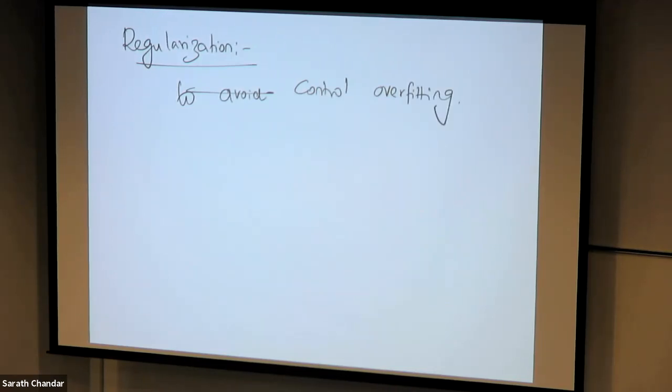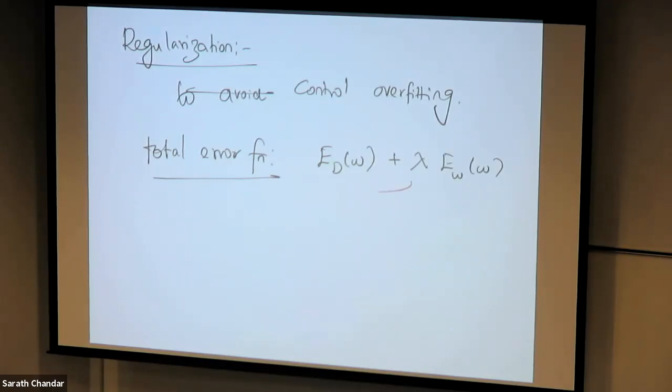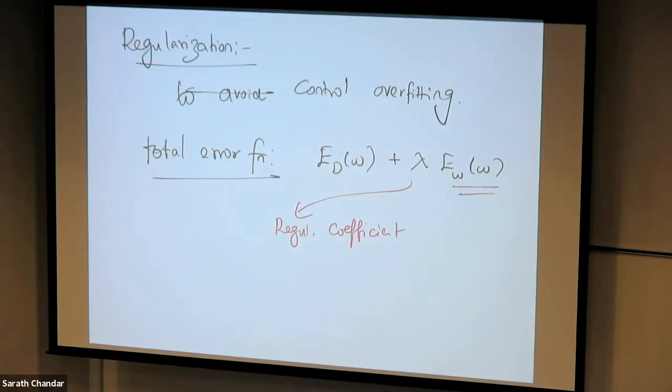Now, the general way in which people add regularization is that your total error function is going to be something like this: E_D(W), which is your error from the data set, plus lambda times E_W(W), where this lambda is the regularization coefficient. And E_W is a function of your parameters W. You can have any function which controls the parameters, and you have this lambda term which decides how much importance you are giving to this function.